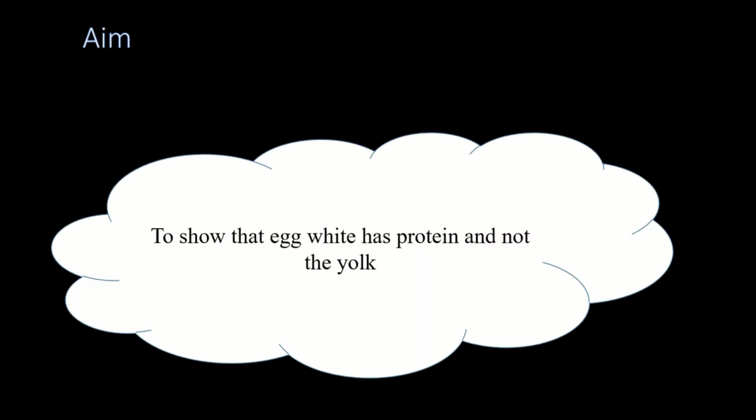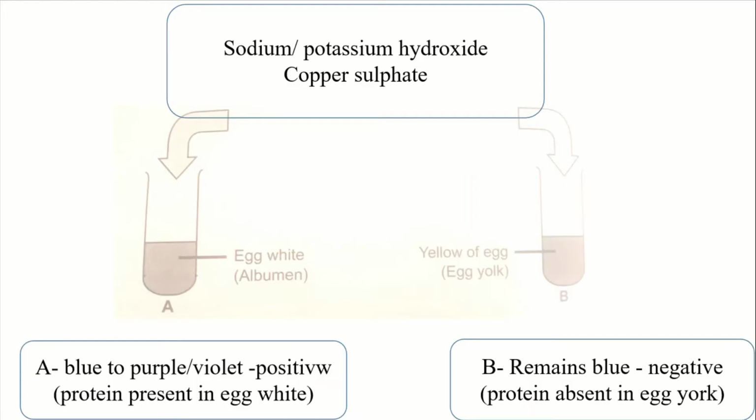Alright, and then in our experiment we are given two test tubes. Now in test tube A, this is where you are adding your egg white, whereas in test tube B, this is where you are adding your egg yolk, right? Remember your egg, we have the white part, if I can put it that way, and the other part is actually the yellow part. So the white part, this is what we are putting in test tube A, whereas the yellow part, which is our yolk, that is what we are adding to test tube B.